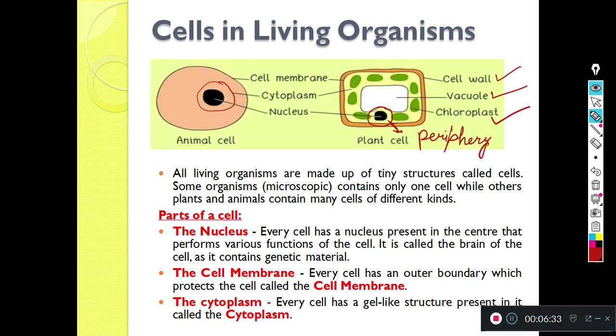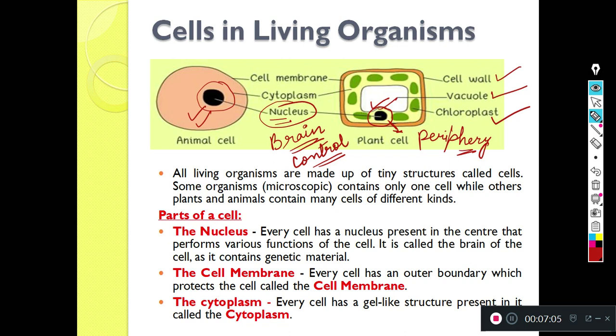Periphery means at the side. Okay, so now you can see what is this? This is nucleus. Now what is nucleus? Nucleus is basically the brain of the cell, which is having all the control. Why brain? Because as our brain controls our body, in the same way this nucleus is going to control the body of plant or animal. Clear? Now, because this brain is controlling everything, nucleus is the important part.